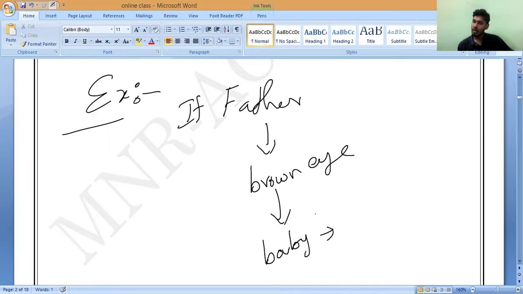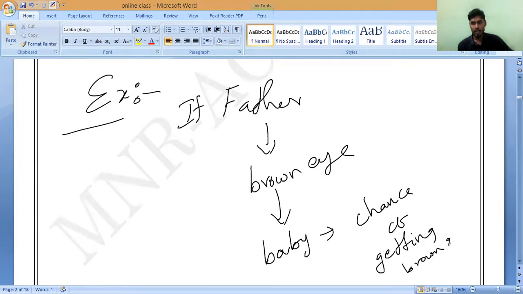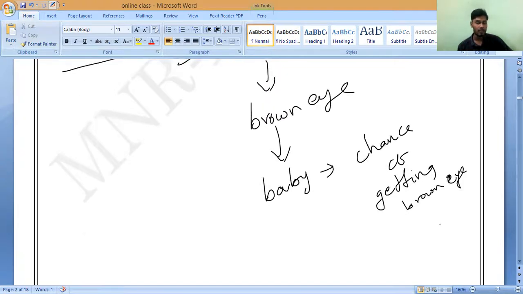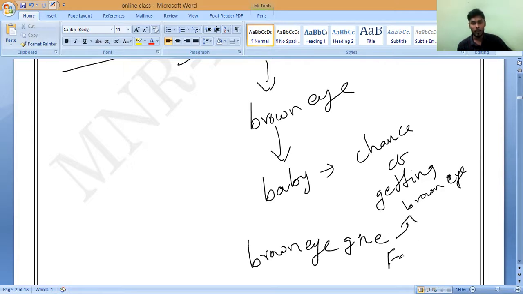Then baby is also having what? Baby is also having a chance. Understanding? Having a chance of getting what? Getting brown eyes. Because suppose he is getting brown eyes, it means the brown eye gene is transferring. Understanding? Transferring from whom? From parent, from father to baby. Do you understand that?